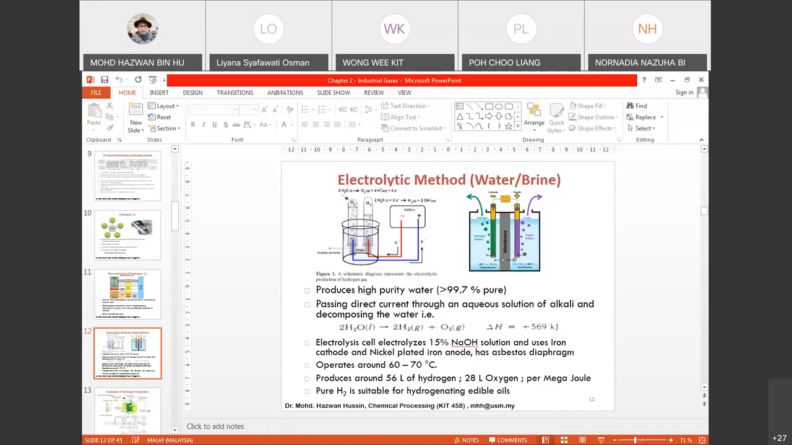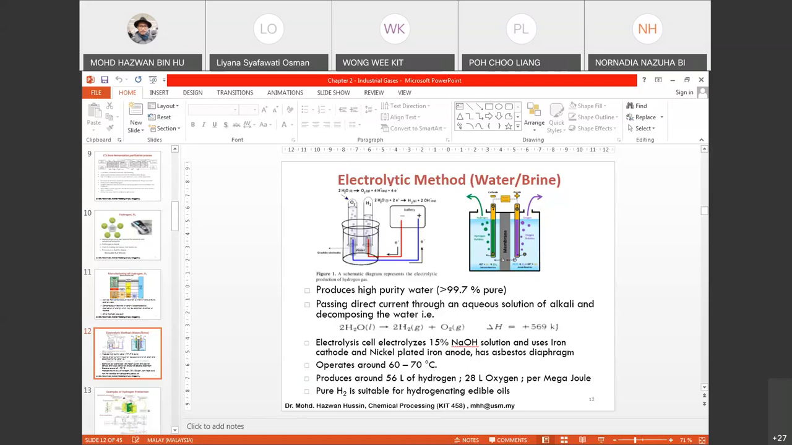And then electrolytic methods actually produce a very high purity of hydrogen gas. This is because it uses a high purity of water. So when you have a high purity of water, then the purity of your hydrogen gas will be high as well.